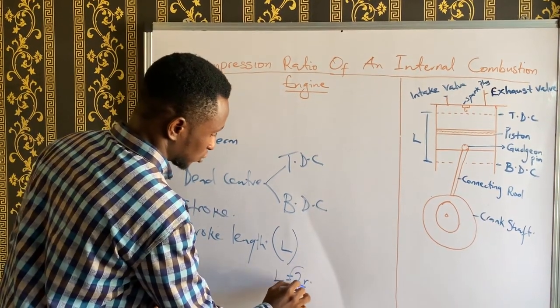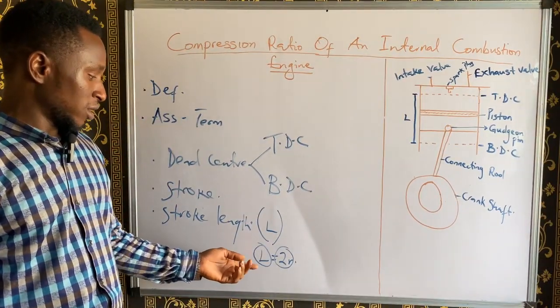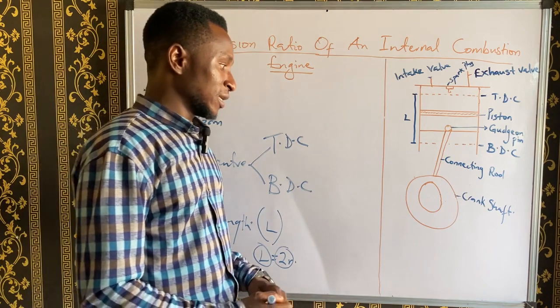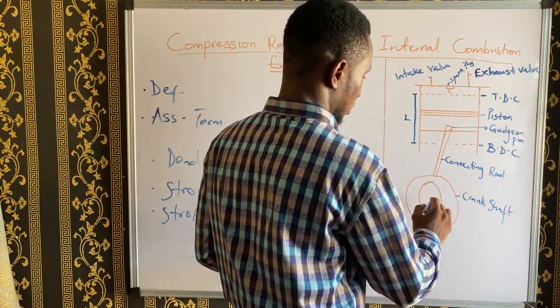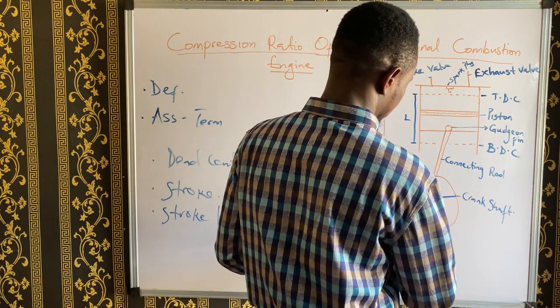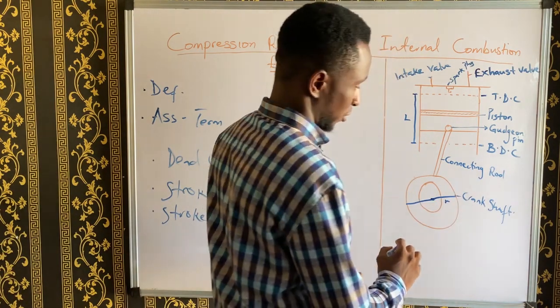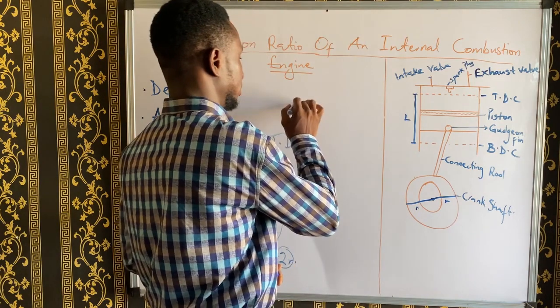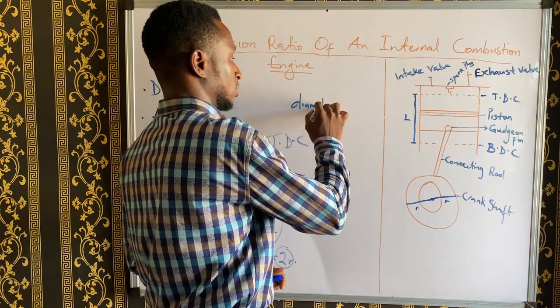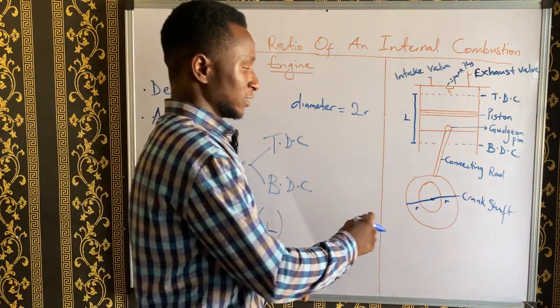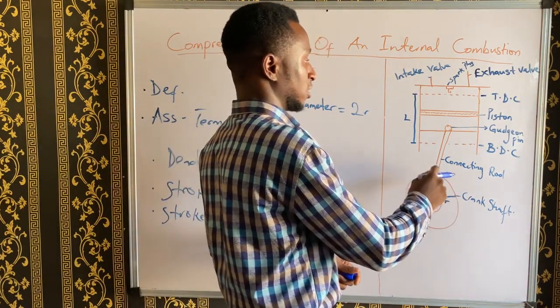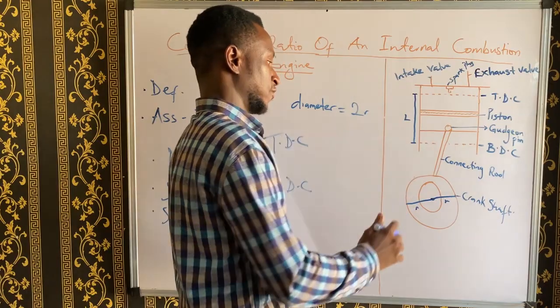Now, how did we get our 2R? We got our 2R from the diameter of the crankshaft. The diameter of the crankshaft has 1R and the second R, because diameter simply means 2 radius. So the length of the diameter is equivalent to the length of the stroke.